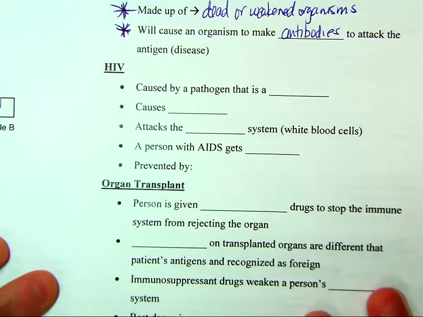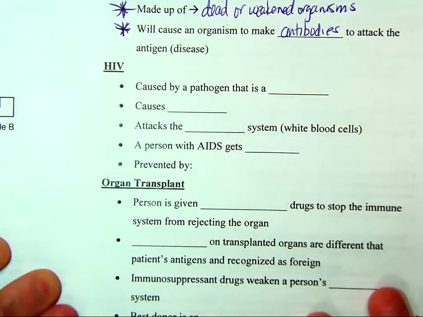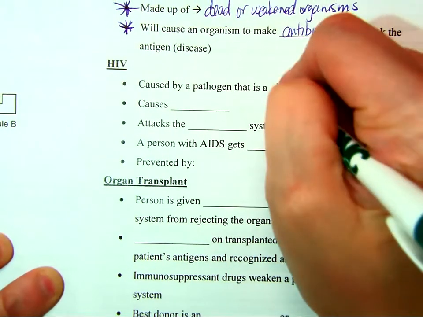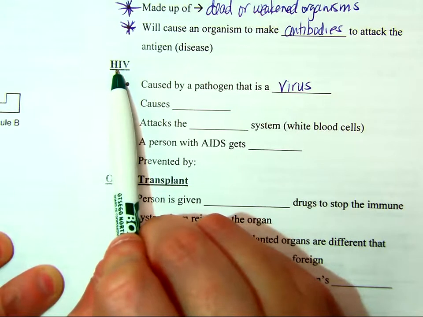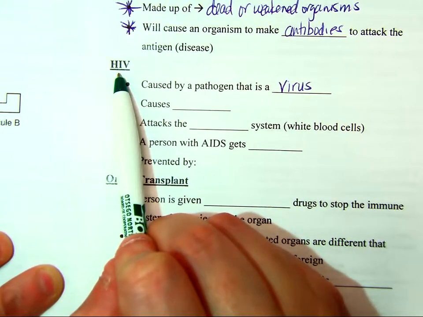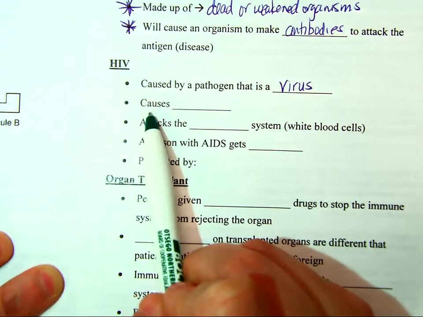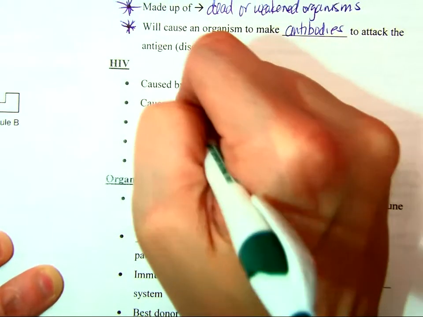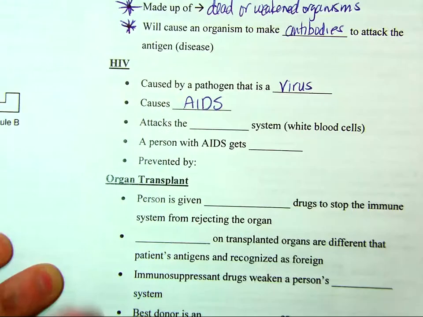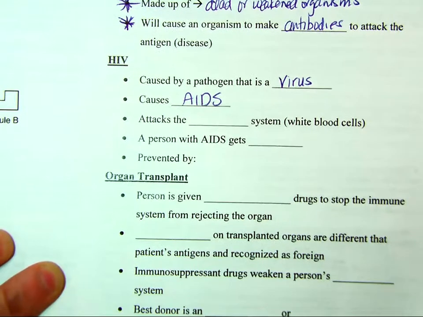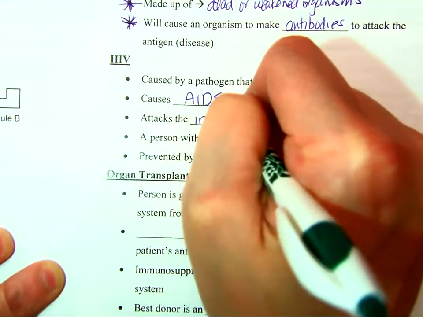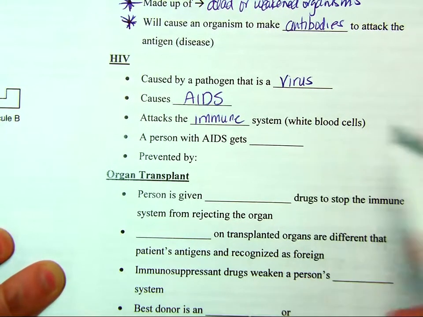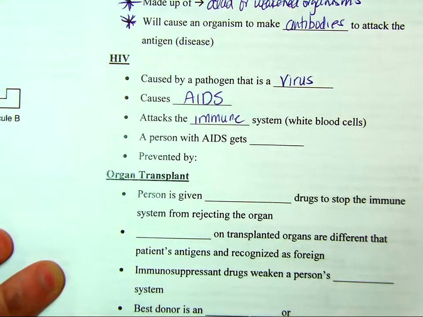Best known is HIV. It's caused by a pathogen that is actually a virus. HIV stands for Human Immunodeficiency Virus. This is the virus that causes AIDS, and it attacks the person's immune system. So it destroys all of the white blood cells that are there to destroy the pathogen.